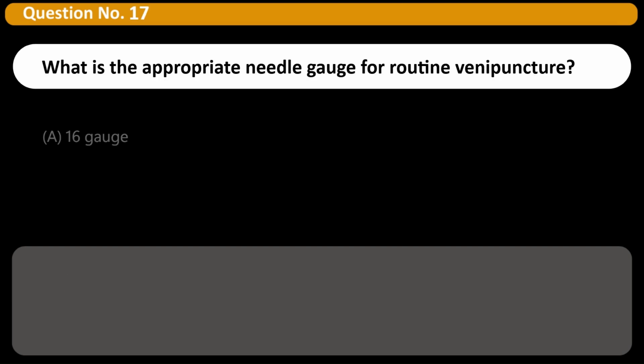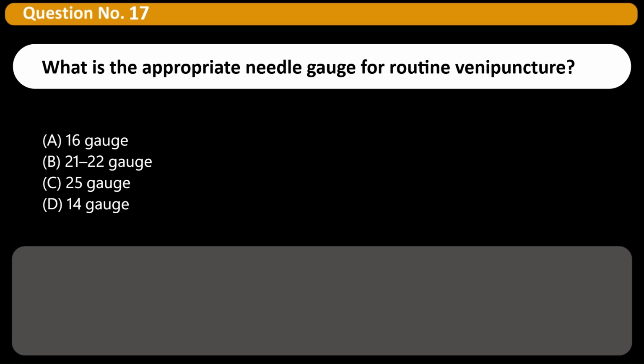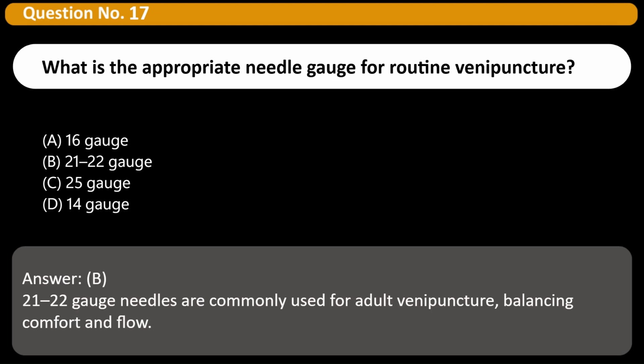What is the appropriate needle gauge for routine venipuncture? A. 16 gauge. B. 21 to 22 gauge. C. 25 gauge. D. 14 gauge. Answer: B. 21 to 22 gauge needles are commonly used for adult venipuncture, balancing comfort and flow.